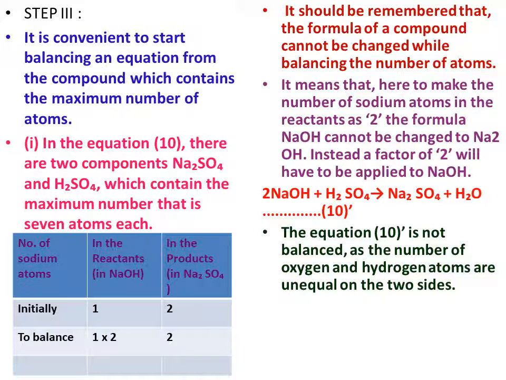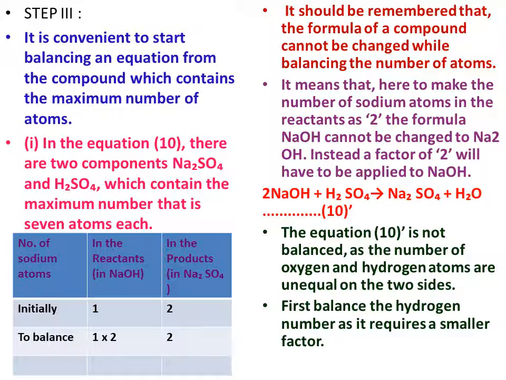Equation (1)' is not balanced as the numbers of oxygen and hydrogen atoms are unequal. Here the sodium atoms are equal, but the oxygen and hydrogen atoms are unequal on both sides. First, balance the hydrogen number as it requires a smaller factor.